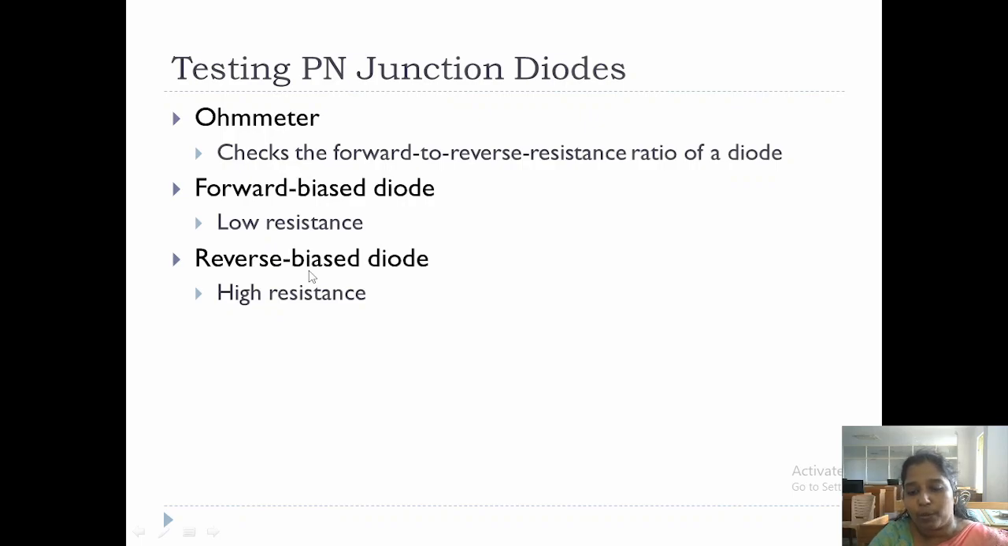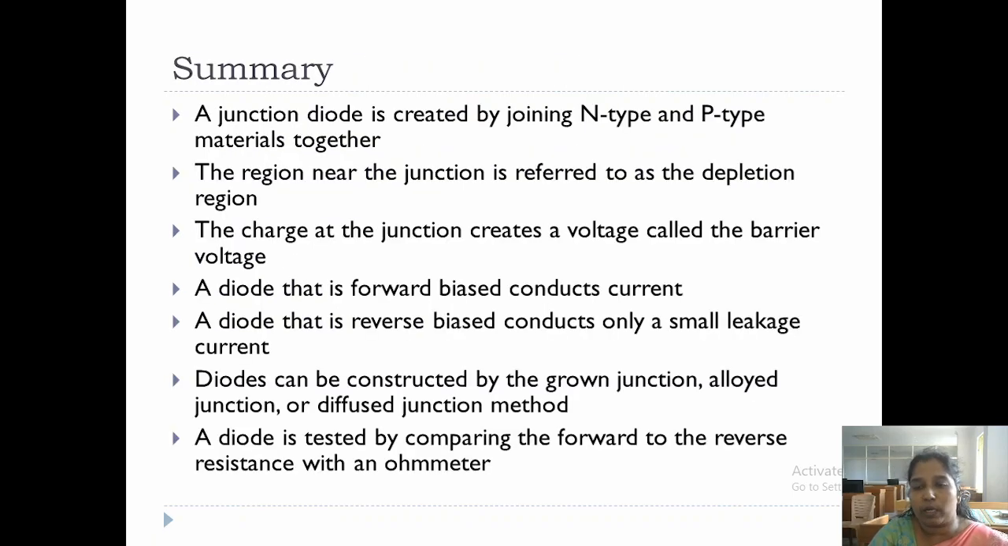Okay, so finally the summary of whatever we have seen in this video: we created a junction by joining n-type and p-type materials together, sandwiched together. We saw about the depletion region, the barrier voltage, the forward bias condition, the reverse bias condition, the diode packages, and finally how an ohmmeter can be used and what parameters the ohmmeter can detect in a PN junction diode.